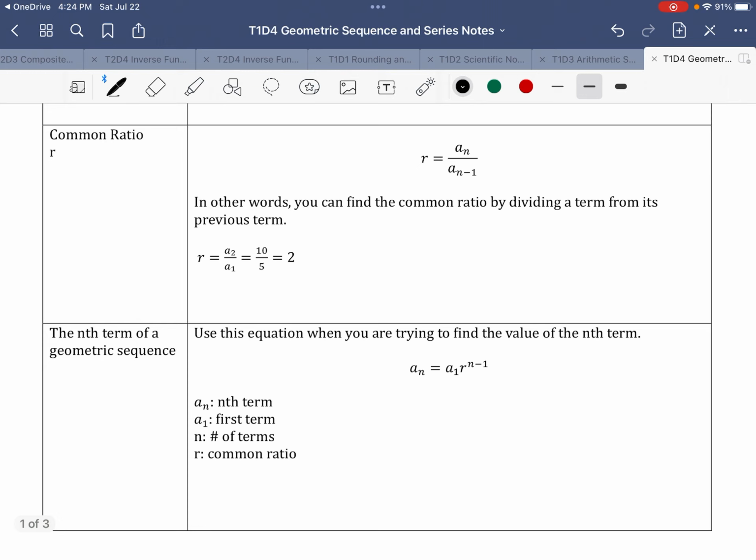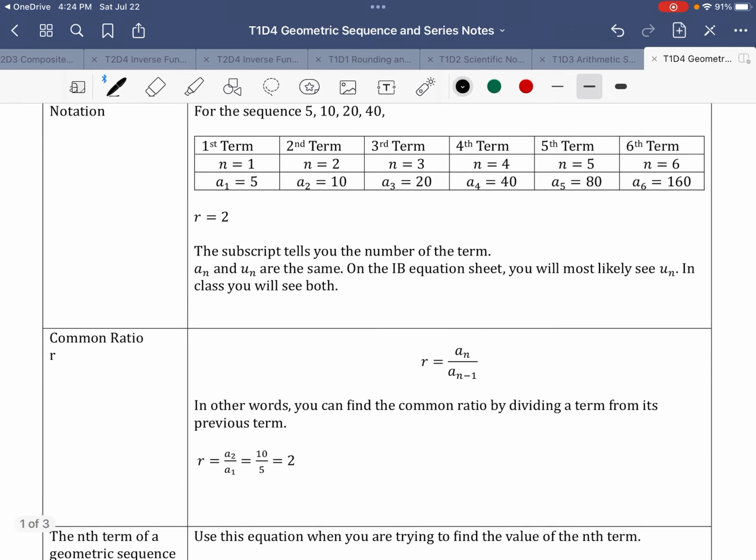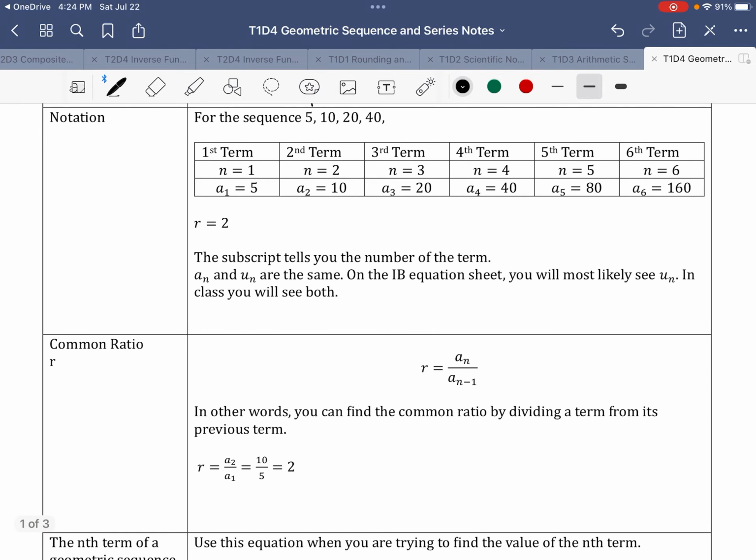In order to calculate our common ratio, we can divide a term by its previous term. So if we're looking at our original sequence here, we can take the second term and divide it by the first term. So we're doing 10 divided by 5, which gives us 2. But similarly, we could do a sub 4 divided by a sub 3, and we get 40 over 20, which would also give us our common ratio of 2.